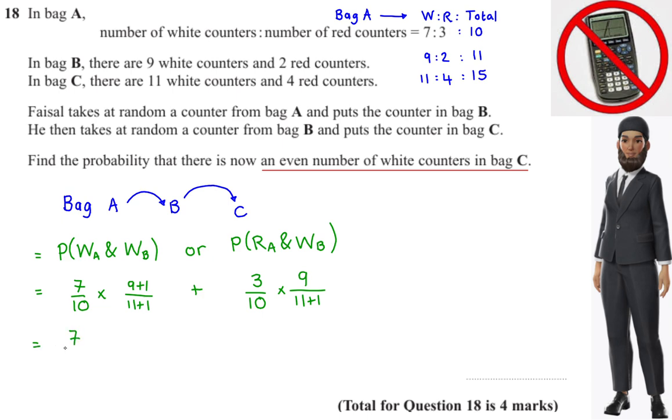This will give us 7 over 10 multiplied by 10 over 12. And we need to add this onto 3 over 10 multiplied by 9 over 12. What does this give us then? This will give us 70 over 120. You just multiply the numerator with the numerator and the denominator with the denominator. And this is going to give us 3 times 9, which is 27, over 120. And when you combine the numerators, as the denominators are the same, you should end up with a final answer of 97 out of 120.